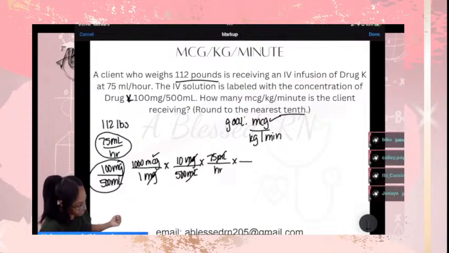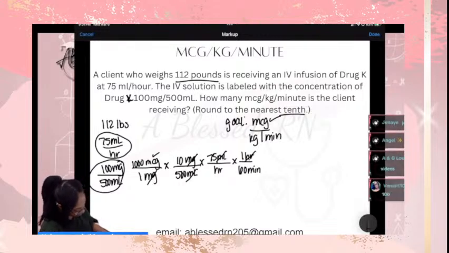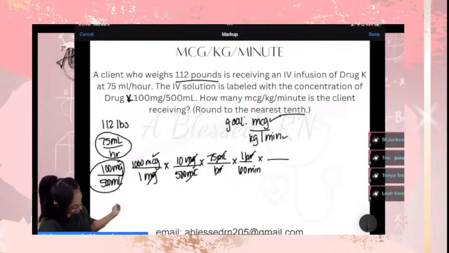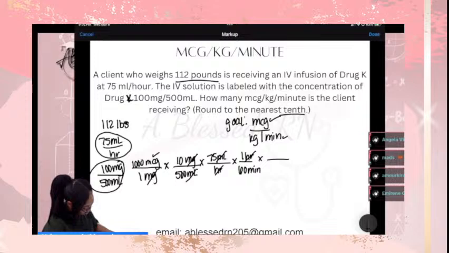We need minute at the bottom, don't we? So we'll do 1 hour is 60 minutes. Your hours have now crossed out. Okay, so we got minutes and we've got micrograms, and now the only other thing that we need is the kilograms, right? But we have a weight of pounds. So we'll do kilograms at the bottom.